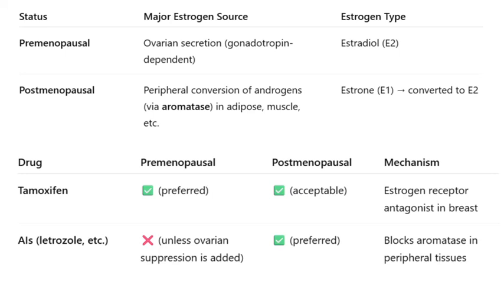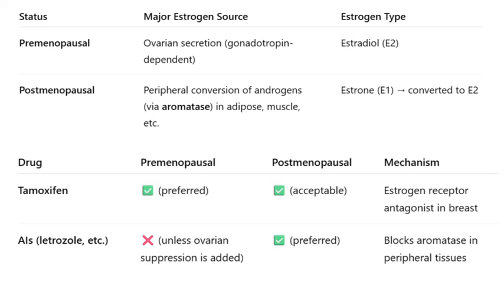In hormone receptor positive breast cancer, the choice between aromatase inhibitors, AIs, and tamoxifen depends significantly on the patient's menopausal status because of the differences in estrogen production before and after menopause. Overview of estrogen sources. Status, major estrogen source, estrogen type. Premenopausal: ovarian secretion, gonadotropin dependent, estradiol E2. Postmenopausal: peripheral conversion of androgens via aromatase in adipose, muscle, etc. Estrone E1 converted to E2.